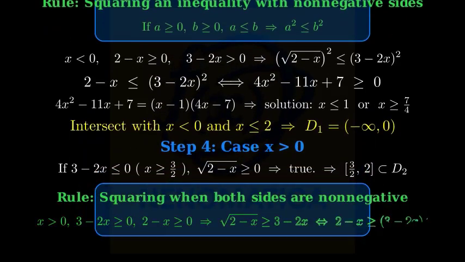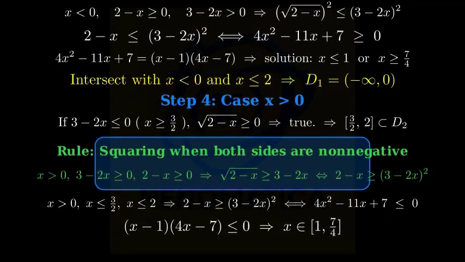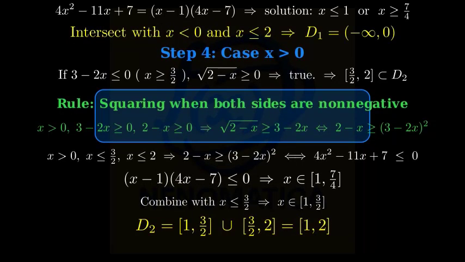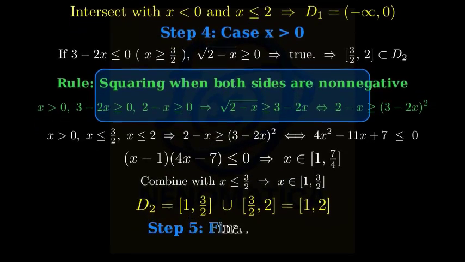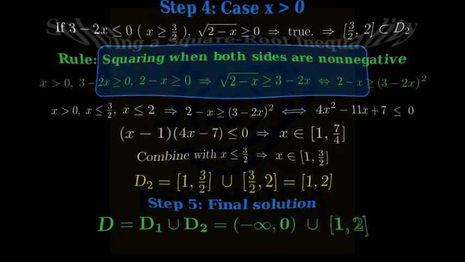If 3 minus 2x is negative, the inequality square root greater than or equal to a negative number holds automatically. That gives the interval from 3/2 to 2. If 3 minus 2x is non-negative, we square to solve. Final step. Take the union of both cases. The solution set is the union of negative numbers with the closed interval from 1 to 2.